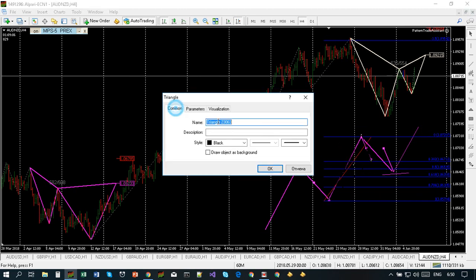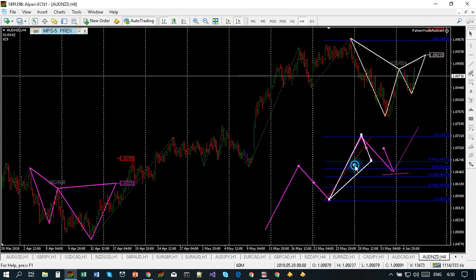Let me change the color to white. They are basically this pattern. This is the first movement, this is the correction, yes. So we have these patterns.